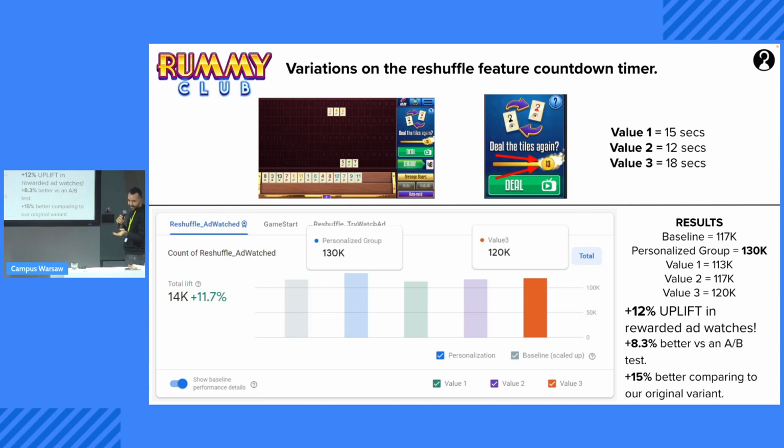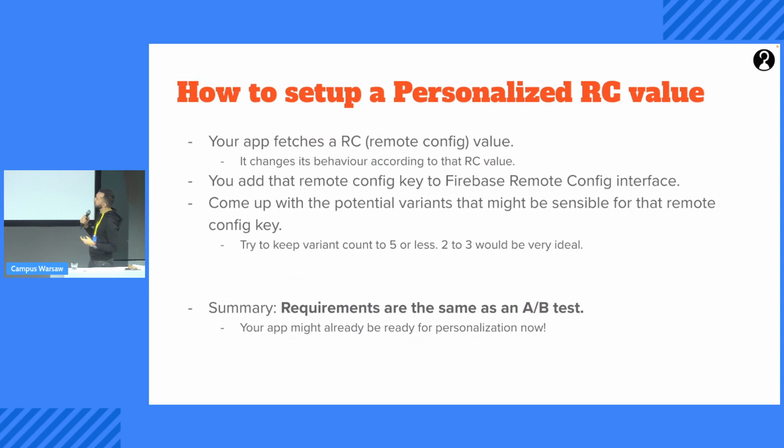And it was the easiest thing to set up as well, and you are going to see how easy it is to set this up. So, how to set this up? You basically fetch a remote config value, add that remote config to the Firebase interface, and come up with potential variants for it. You should try to keep the variant count to 5 or less, so that each variant has more data. Again, the requirements are just the same as an A/B test. There is no difference. And probably most of your apps right now are ready for a personalization experiment.